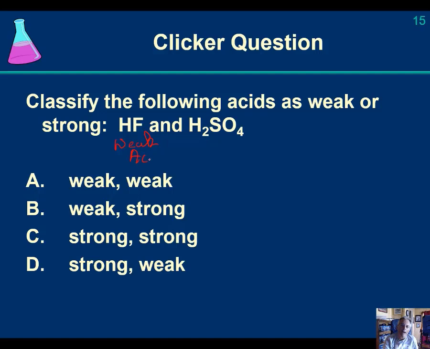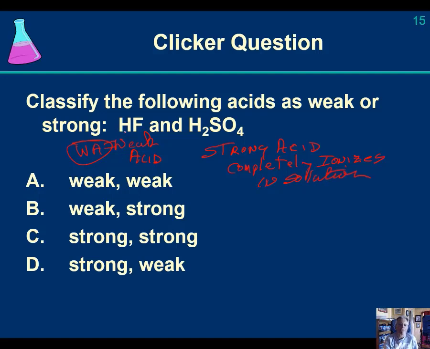Now, I'm going to just use some abbreviations. If I mean weak acid, I'm just going to say WA, and that just means weak acid. This is sulfuric acid. It's a diprotic acid. It is on the list of strong acids, so this is a strong acid. Now, what does it mean to say an acid is strong? It means it completely dissociates or ionizes, which is more appropriate since these are molecular compounds. It completely ionizes in solution.